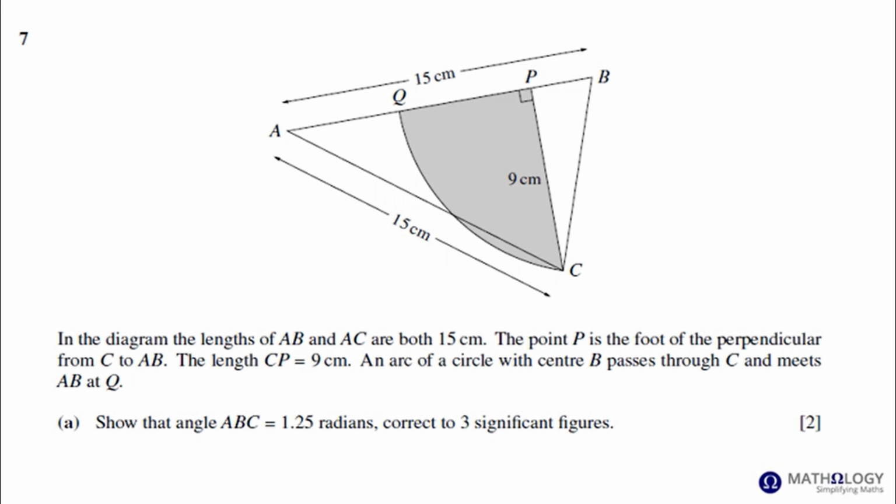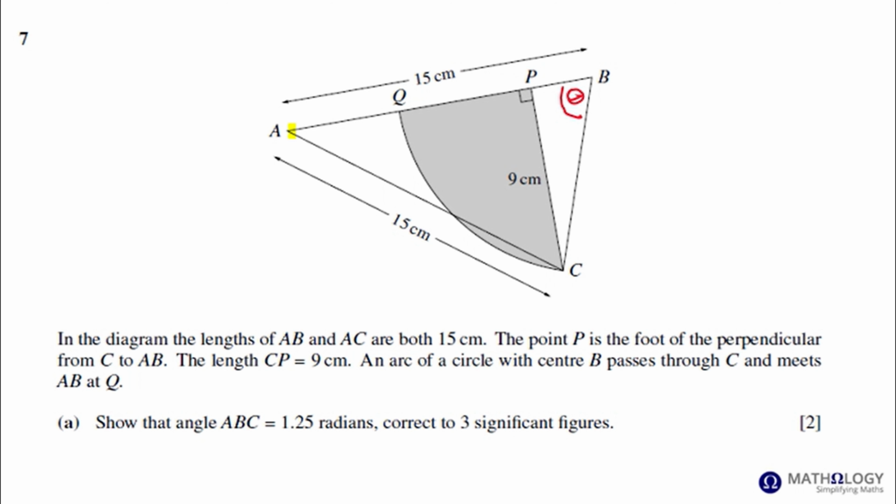Question 7. In the diagram, the lengths of AB and AC are both 15 centimeters. Point P is the foot of the perpendicular from C to AB. The length CP is 9 centimeters. An arc of a circle with center B passes through C and meets AB at Q. Show that the angle ABC is 1.25 radians, correct to 3 significant figures. Okay, angle ABC, for simplicity's sake, we'll just call that theta. So we need to show that theta is 1.25 radians.